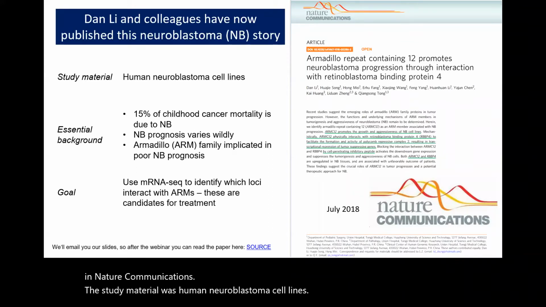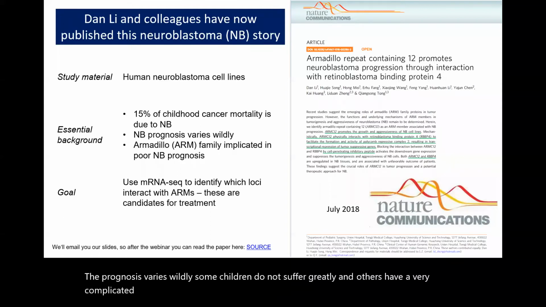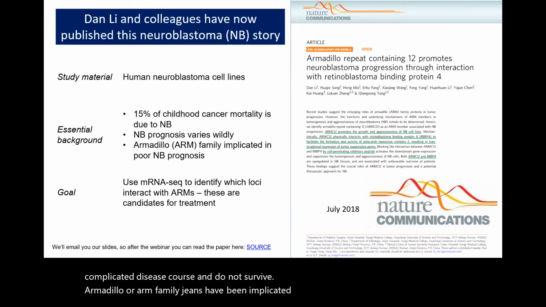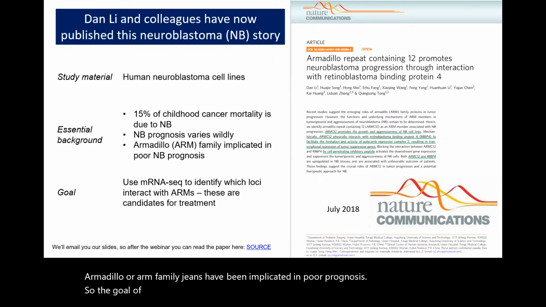The essential background information: 15% of childhood cancer mortality is due to this neuroblastoma, which I will refer to also as NB. The prognosis varies wildly. Some children do not suffer greatly, and others have a very complicated disease course and do not survive. Armadillo, or ARM, family genes have been implicated in poor prognosis. So the goal of this process was to find out if mRNA-Seq could help identify which loci are interacting with these ARMs. These are the candidates for treatment.